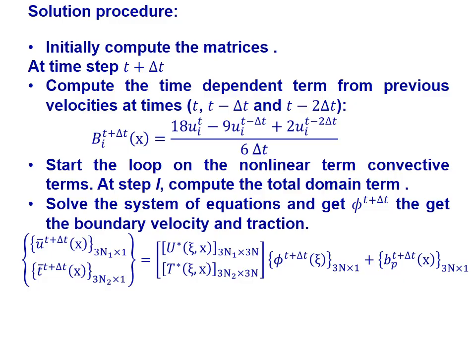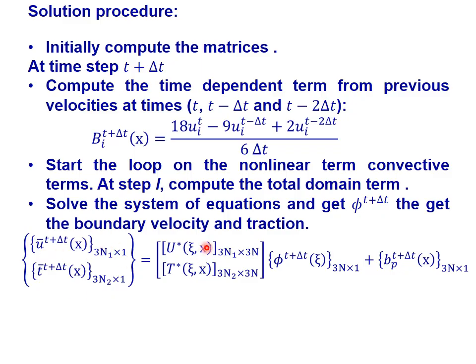The solution procedure will be as follows. First, compute the known matrices. Then we begin the loop at each time step. At the current time step, we will compute the known inertia term from the three previous time steps. Then we will enter the nonlinear loop, the loop for the convective term. We solve this equation to compute phi.